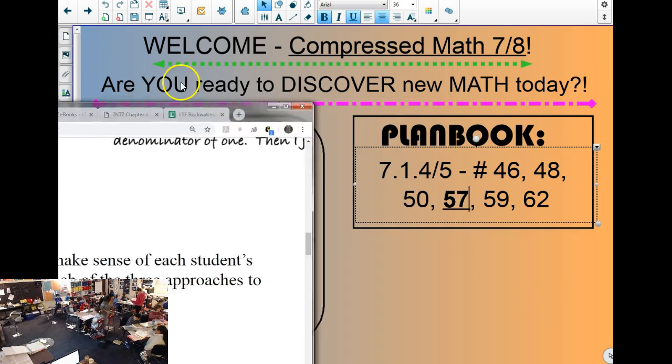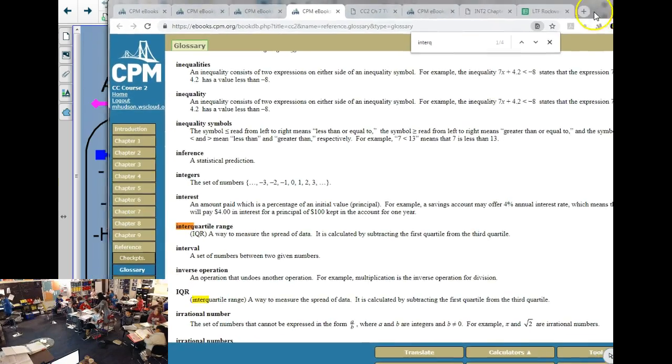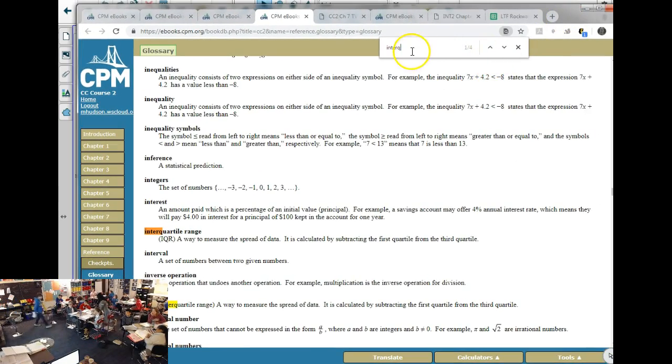For example, I'll leave this up because I know some people are still filling out their plan book. If I go to our book, and I go to reference, and I go to the glossary, and let's say the question you were wondering about is interquartile range, because that's a weird one. On the computer, if you don't know about this yet, you can hit Control F, and that's going to find on your page whatever word you start typing. If you hit Control F, it pops up this little bar. And if I start searching interquartile range, here we go.